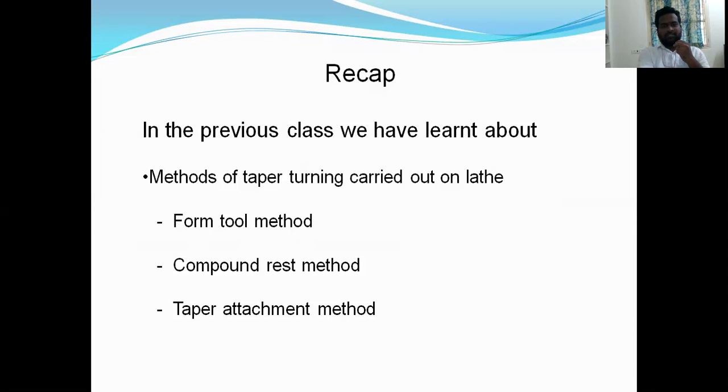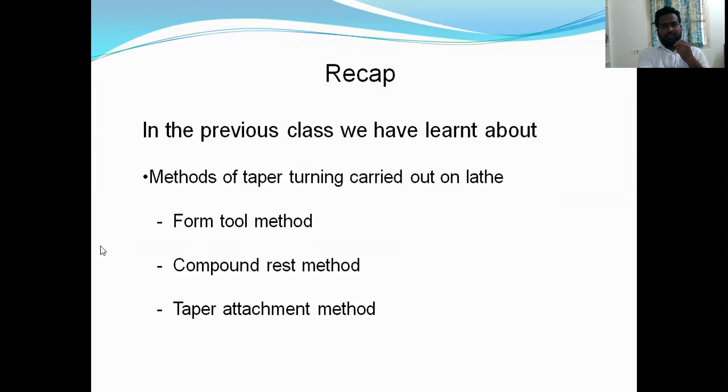The next method is the compound rest method. In the compound rest method, we have degrees marked on the compound rest. On this, the compound rest is swiveled to our required angle. With that angle, we do the taper turning operation. We have one formula here: tan alpha equals (D minus d) by 2L. Capital D means large diameter, small d means smaller diameter, and L is the length of the workpiece, right?